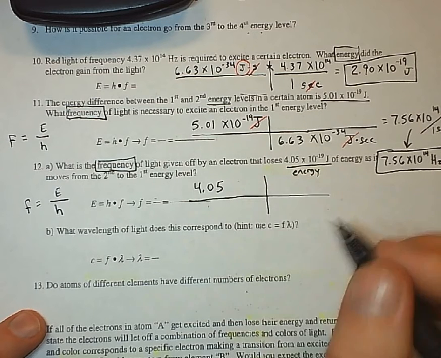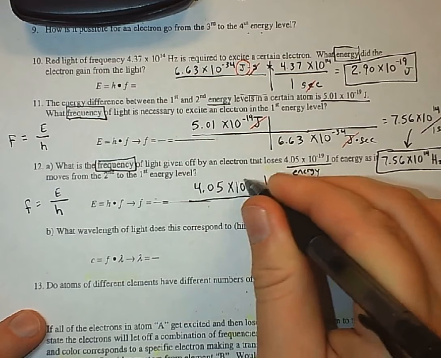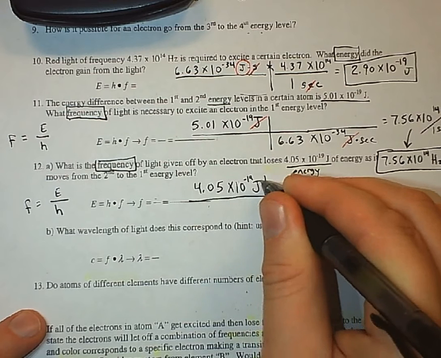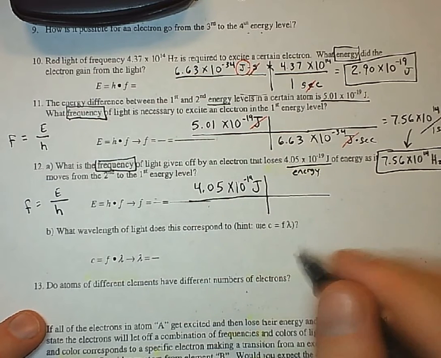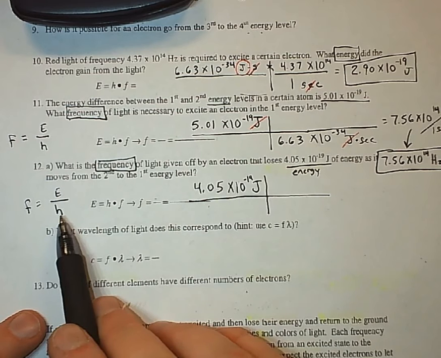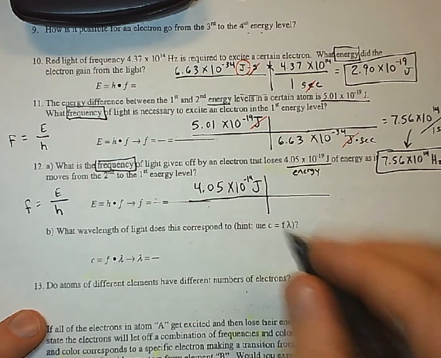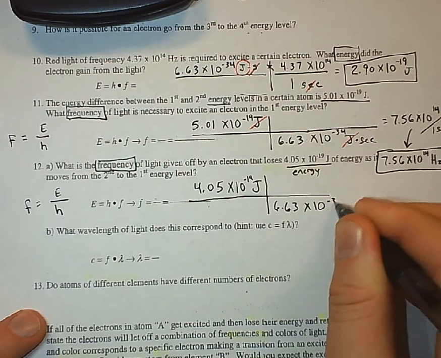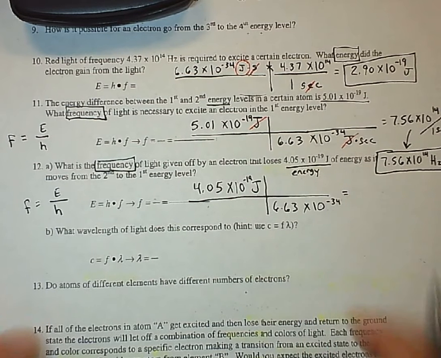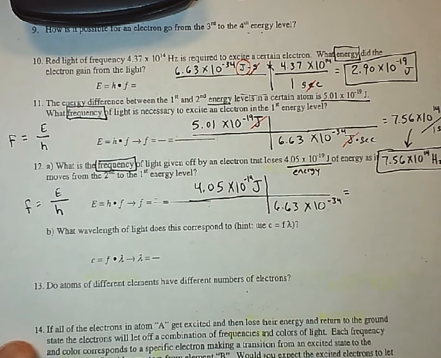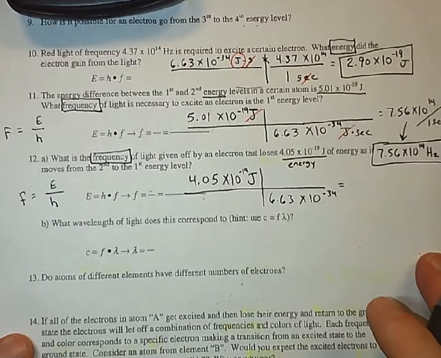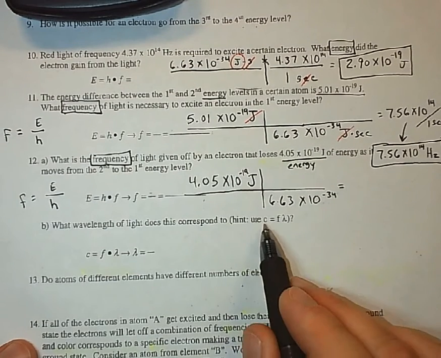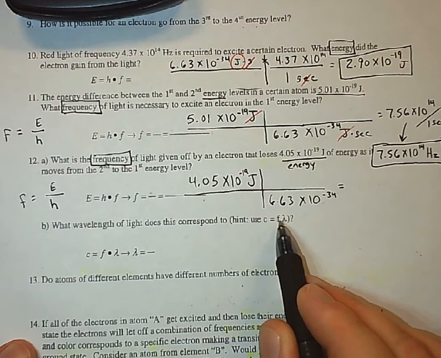4.05 times 10 to the negative 19th joules. Same thing, we're going to divide it by Planck's constant. So we're dividing it by 6.63 times 10 to the negative 34th. Go ahead, plug it in and see what we got. B, what wavelength of light does this correspond with? Hint, use c equals frequency times wavelength.